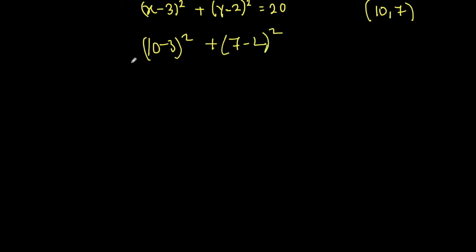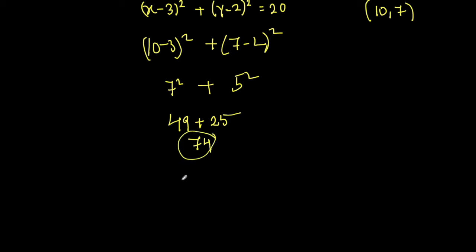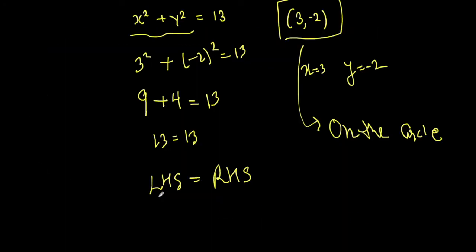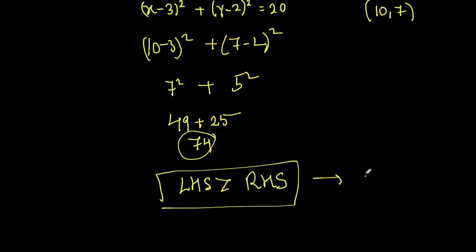So we are just trying to solve the LHS. This will become 7 square and this will become 5 square. So 7 square is, I think, 49, and this one is 25. So 49 plus 25 should be 74, if I'm not wrong. So obviously LHS is greater than RHS. So what is this condition? If we check here, this condition is for the point being outside the circle.